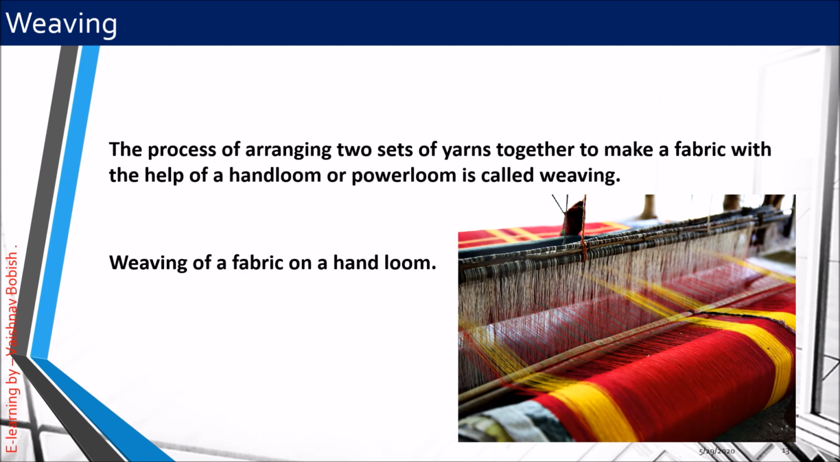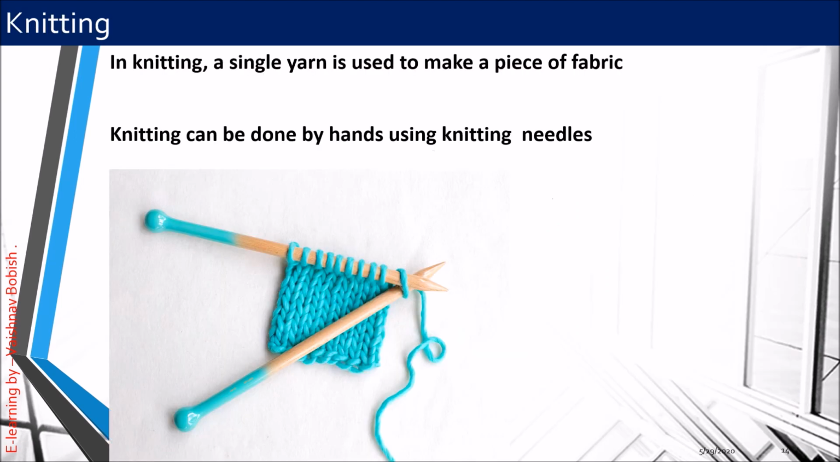Weaving. The process of arranging two sets of yarn together to make a fabric with the help of a handloom or powerloom is called weaving. Weaving of fabric on a handloom, like you see here. Knitting. In knitting, a single yarn is used to make a piece of fabric. Knitting can be done by hand using knitting needles.